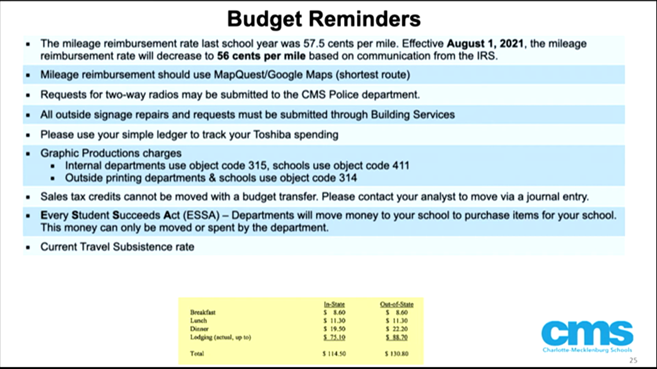Also, if you should need a two-way radio, make sure that you submit that request to CMS Police Department. Also, if you're doing graphic productions and it's an internal department, your code for that, if you need some flyers that you're sending out to the parents to advise them of some things that are going to be happening in your school or your department, will be 315. But you can also use the object code for schools, which would be 411. Outside printing departments and schools, don't forget to use code 314.